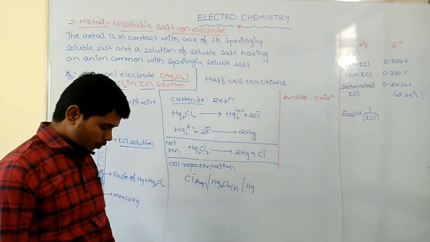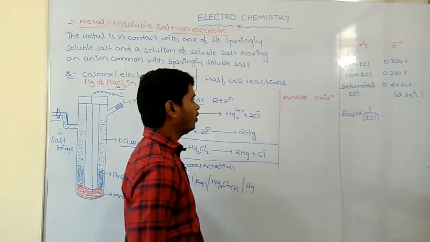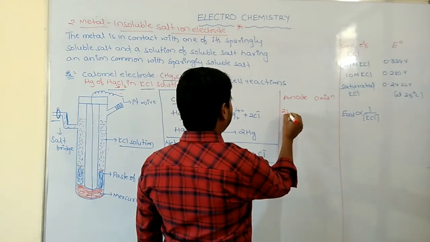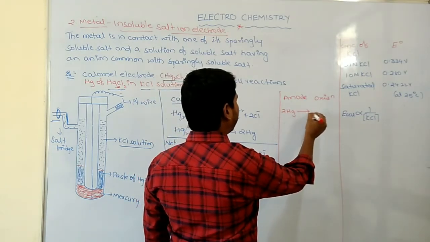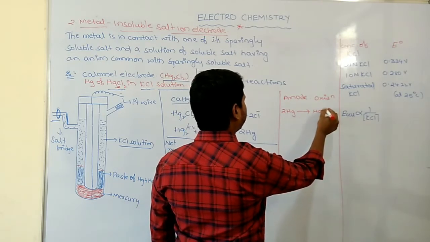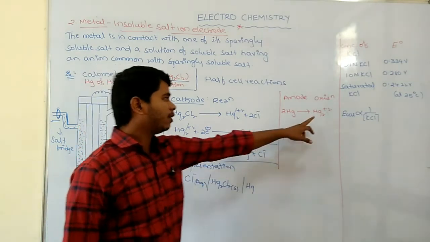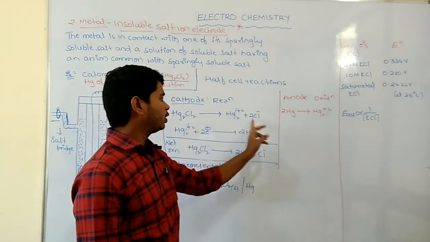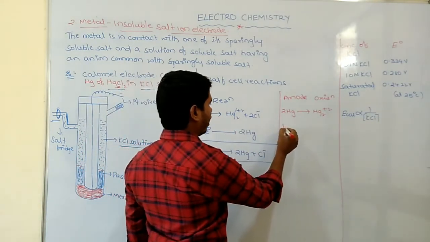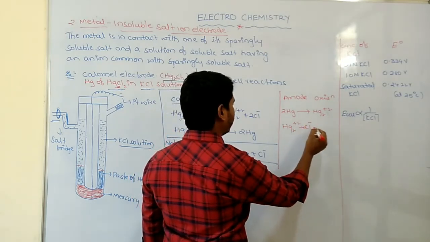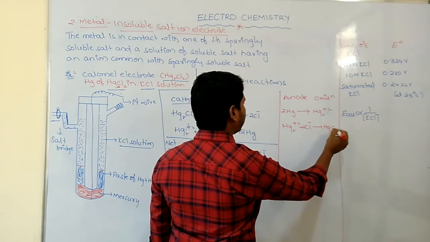For example, if it is involved in the oxidation, what happens here? The 2Hg loses 2 electrons and is converted into Hg2 2+. This Hg2 2+ takes the 2Cl minus ions and is again converted back into Hg2Cl2.